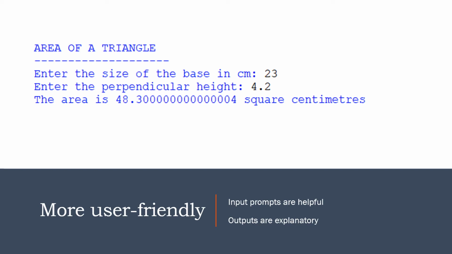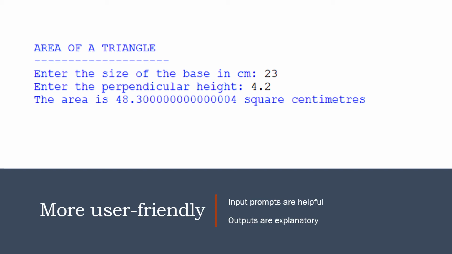So you can see that this is much easier to understand. It's got a heading that tells you what the program does, calculate the area of a triangle. Instead of saying enter value 1, enter value 2, we've told them what to enter, the size of the base in centimetres, the perpendicular height, and we've output the result, and it says the area is, and then a result, and then the units, that's in square centimetres. So all in all, it's a much improved interface, and this is much more user-friendly than what we saw on the previous page, although it's the same program.